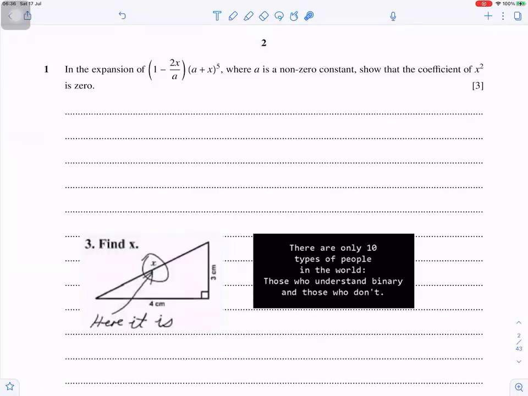In the expansion of (1 - 2x/a)(a + x)^5, where a is a non-zero constant, show that the coefficient of x squared is 0.